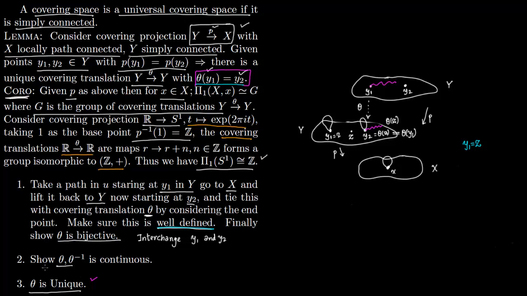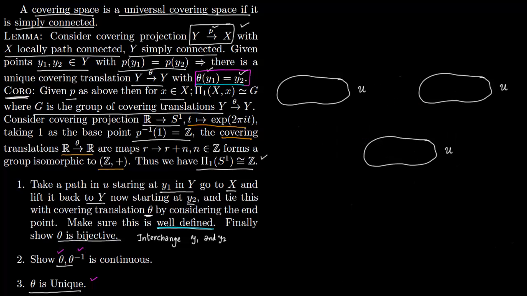So now we have to show that theta and theta inverse are continuous. So we are going to show theta is continuous, and you can use the same logic for theta inverse. So we are going to show this is continuous for this map on P inverse of u. So we are going to restrict it to P inverse of u, and in particular say this u is nothing but an open set of x. So say this u is an open set of x.